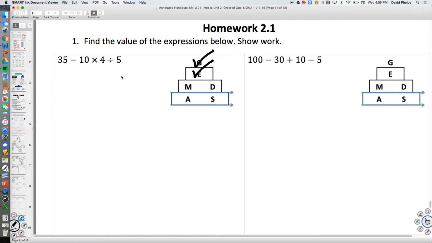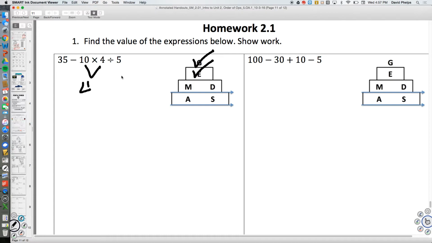The next layer is multiplication and division. Do we see anything in our question that is multiplication or division? Yes, we do. I see two things. I see 10 times 4, and I see 4 divided by 5. So now, since those are the same layer, the one that we do first is furthest to the left. So you kind of read it from left to right like a sentence. And I'm going to say 10 times 4 comes first, because it's the first from left to right.